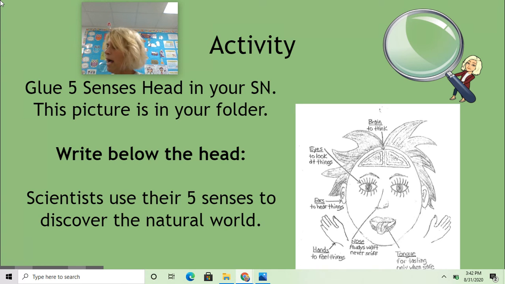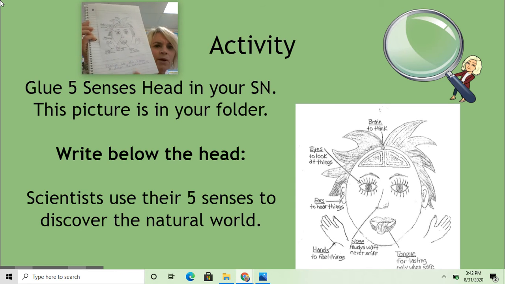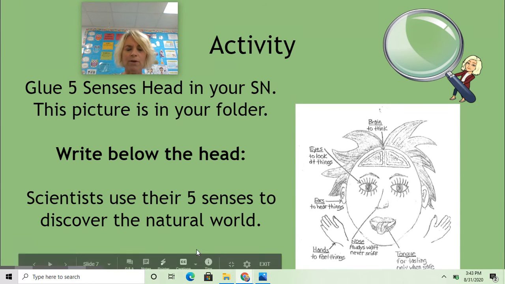We're going to use our eyes, our ears, our hands, our nose, our tongue to observe, to discover what's out there, and our brain to kind of put it all together. So you're going to see at the bottom, I added that in my notebook. Just add it anywhere on that page after you get your senses head glued in. And remember, you can pause me at any time so that you can do your work.